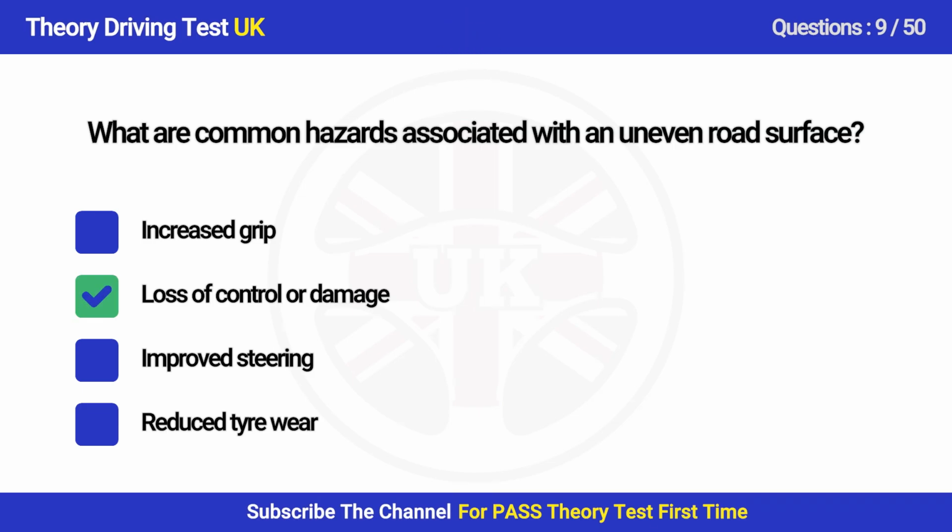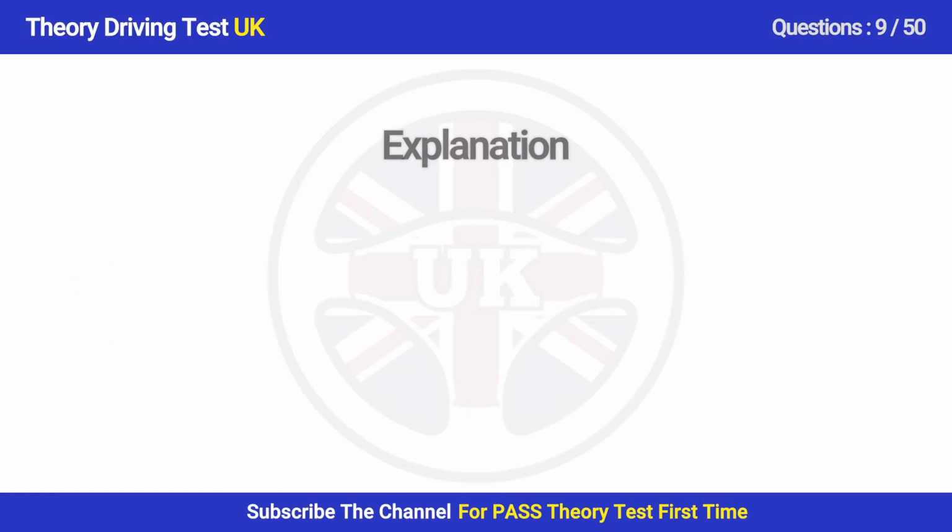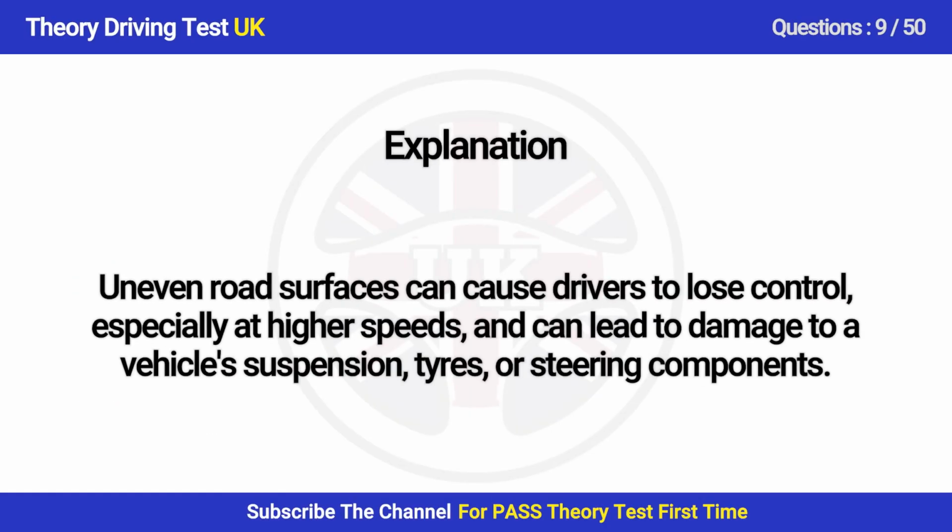Answer is B. Loss of control or damage. Uneven road surfaces can cause drivers to lose control, especially at higher speeds, and can lead to damage to a vehicle's suspension, tires, or steering components.